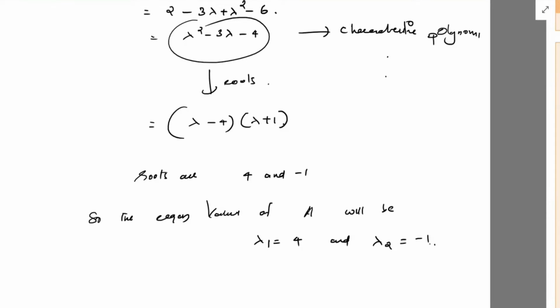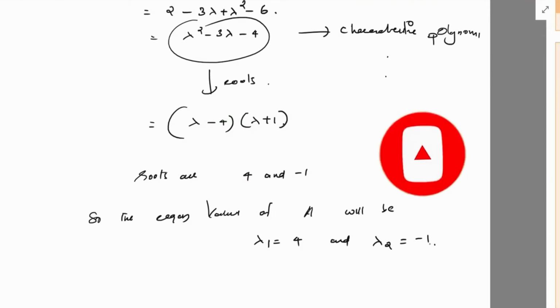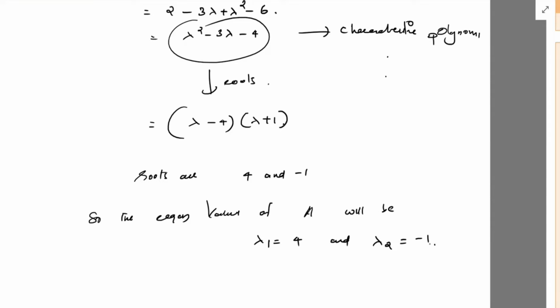So if a matrix is given, to find the eigenvalues, first of all we need to find the characteristic polynomial. The characteristic polynomial can be obtained by taking the determinant of A minus lambda I. A minus lambda I is nothing but subtracting lambda from the diagonal entries of A. Take the determinant, and we get the characteristic polynomial. Then find the roots of this polynomial. Those roots will be the eigenvalues of that matrix.